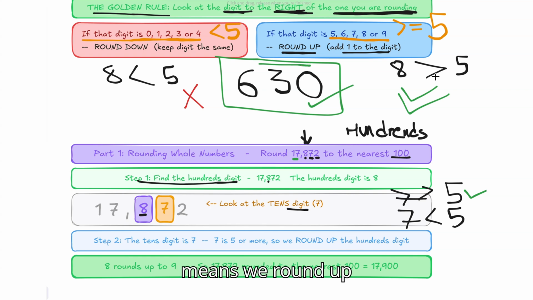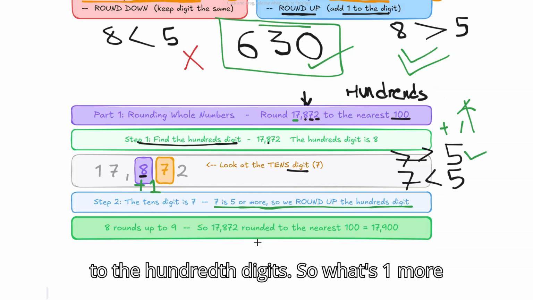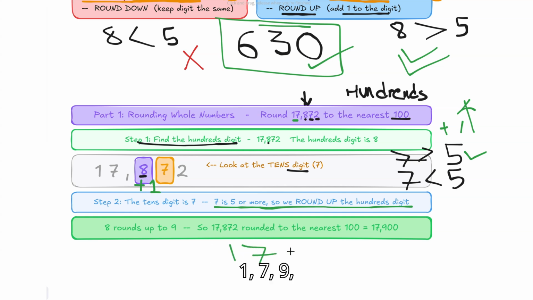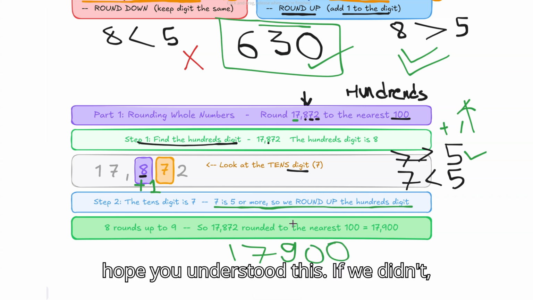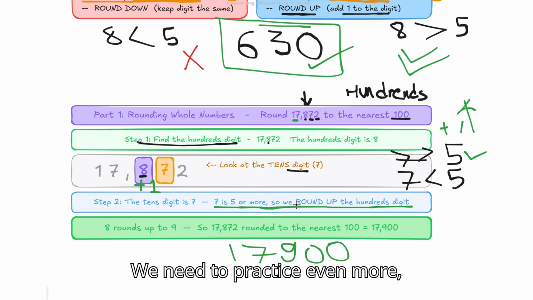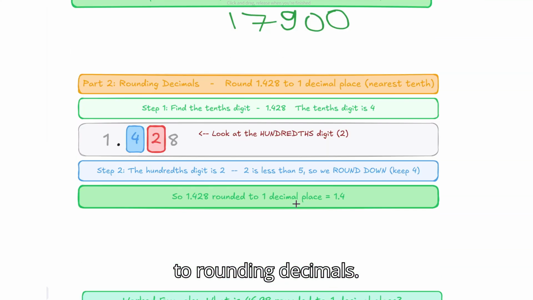So that means we round up, or we add one to the digit. So we add 1 to this 8. Since 7 is more than 5, we round up the hundreds digit. What's 1 more than 8? 9. So the answer is 17,900. I hope you understood this. If you didn't, we need to practice even more. But for this video, let's move on to rounding decimals.